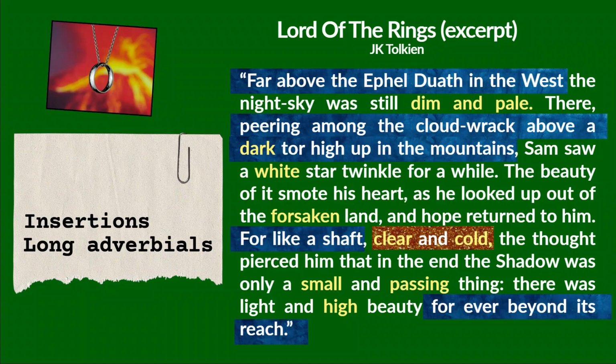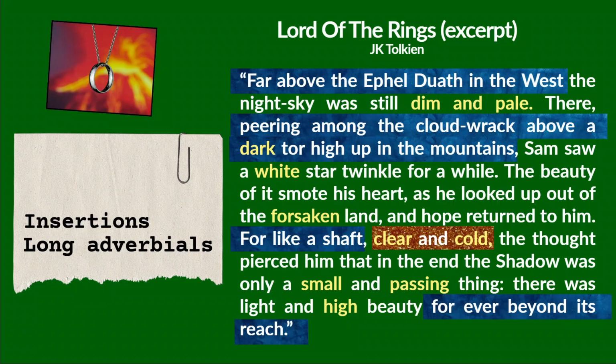Also look at the words here, clear and cold, in commas. And this is an example of an insertion. Now we're used to insertions, which are sometimes called appositives in English, which are nouns which may define words that come before. But in narratives, we may go beyond just using nouns for this, and we may use adjectives instead. For like a shaft, clear and cold, the thought pierced him. Clear and cold is an adjective insertion here.